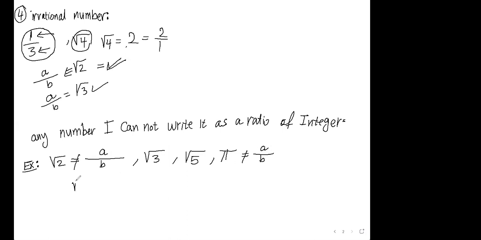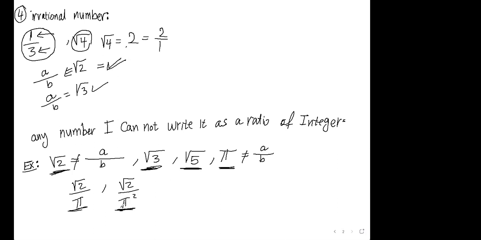What about square root of 2 over pi? Yes, this is an example of an irrational number. What about square root of 2 over pi squared? Yes, it's an irrational number. So this one, this one, this one, and that one are examples of irrational numbers. Okay?